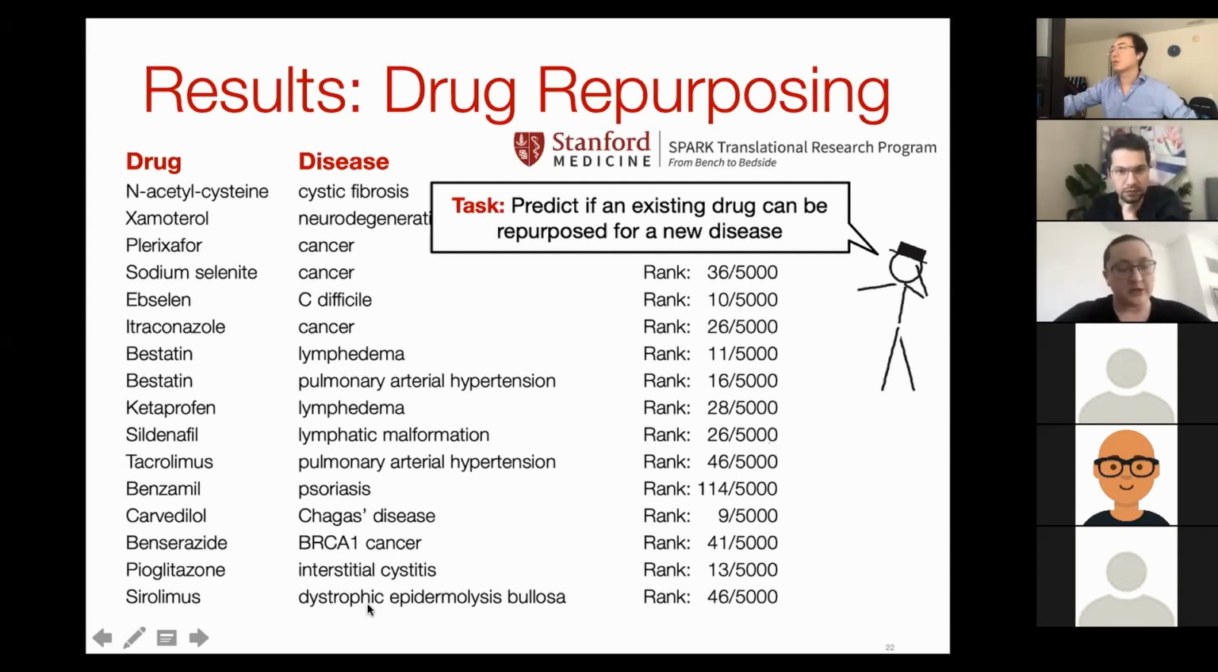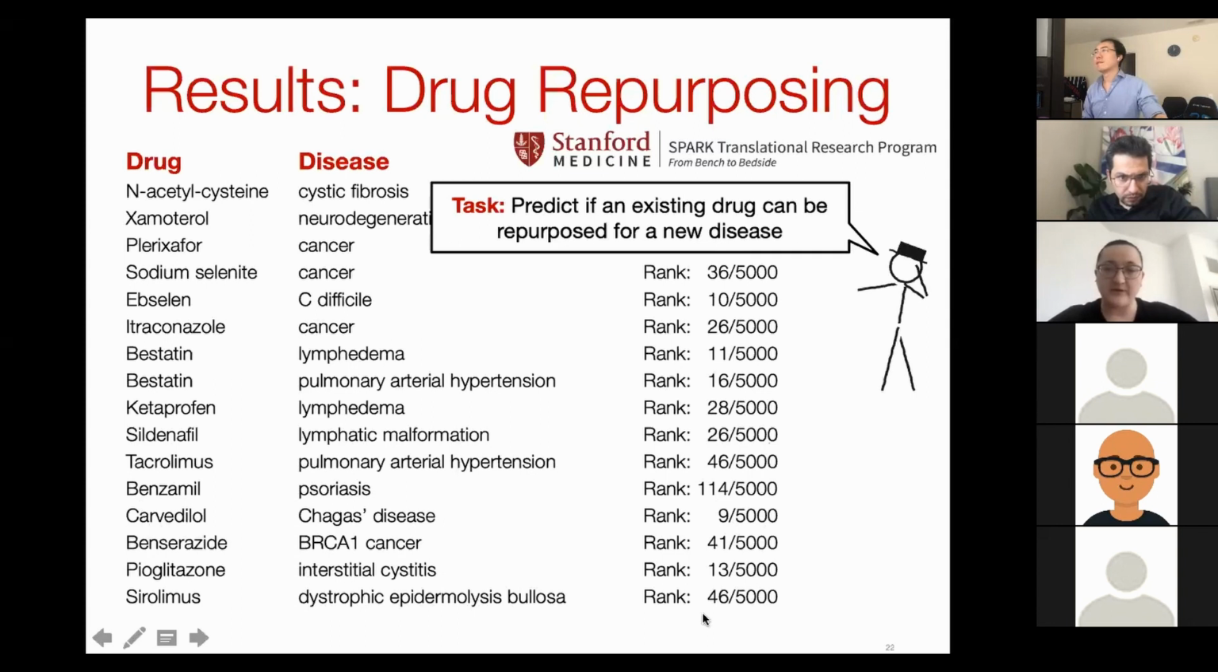So if we take an example, fourth row from the bottom, it says carvedilol used for Chagas disease. And so that for us was ground truth information that we used to evaluate the model. We asked the model, if the model has not seen this data before, how highly would it rank carvedilol in the list of all drugs that we have for Chagas disease? And the model ranked carvedilol as 9th most promising drug for Chagas disease.